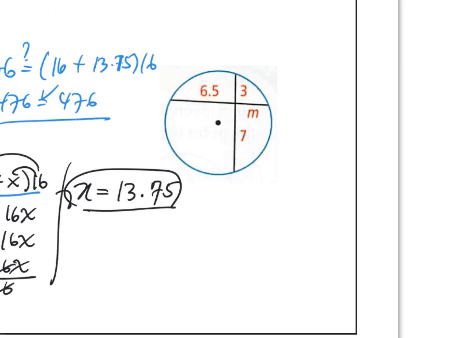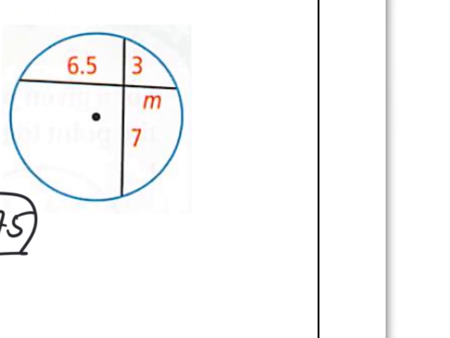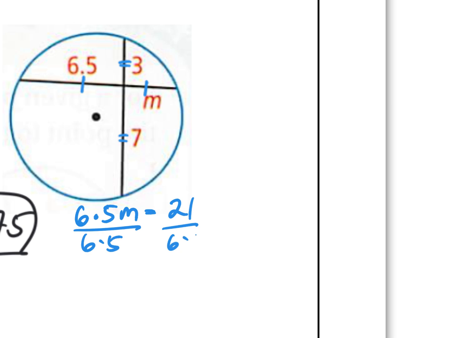Okay, next we're going to look at this one. So this line and this line are together, and this line and this line are together. So that's going to give me 6.5 m is equal to 7 times 3 is 21 divided by 6.5 divided by 6.5. Therefore m is equal to that's around 3.230.